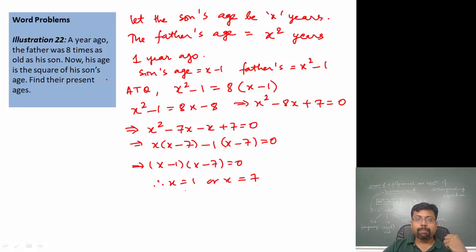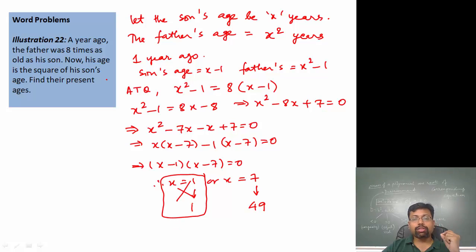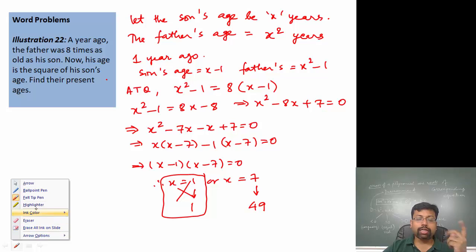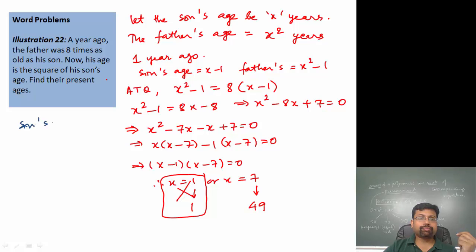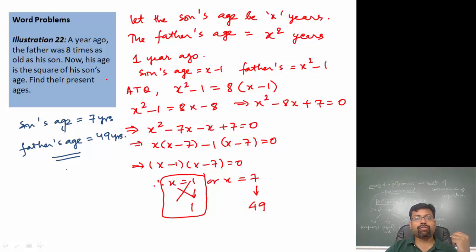When x equal to 1, the father's age is going to be 1. And when x is equal to 7, the father's age is going to be x square, which is 49. This one is not possible because the father cannot be as old as the son. So this gets eliminated as x is equal to 1 is an extraneous root. And the possible value is x is equal to 7, x square is equal to 49. So the age of the father is going to be 49, and the son's age is going to be 7 years. That's going to be the present ages of the father and son.